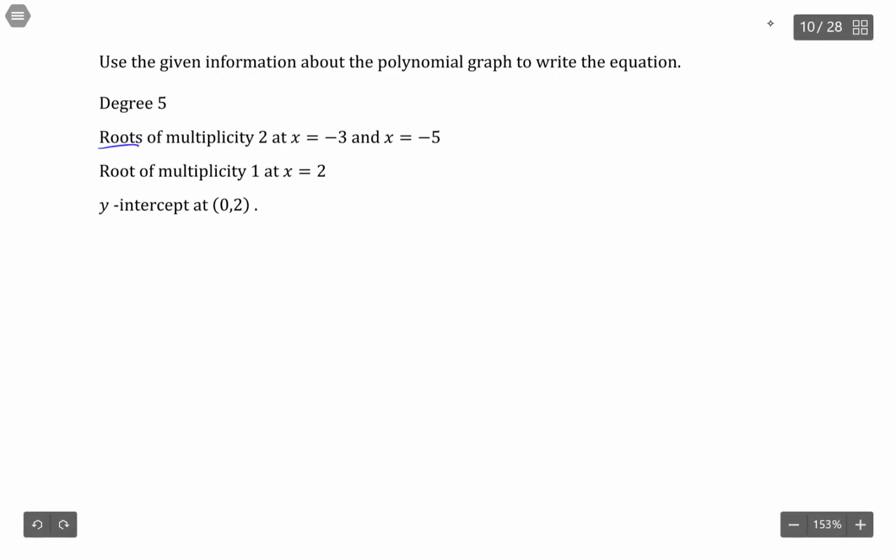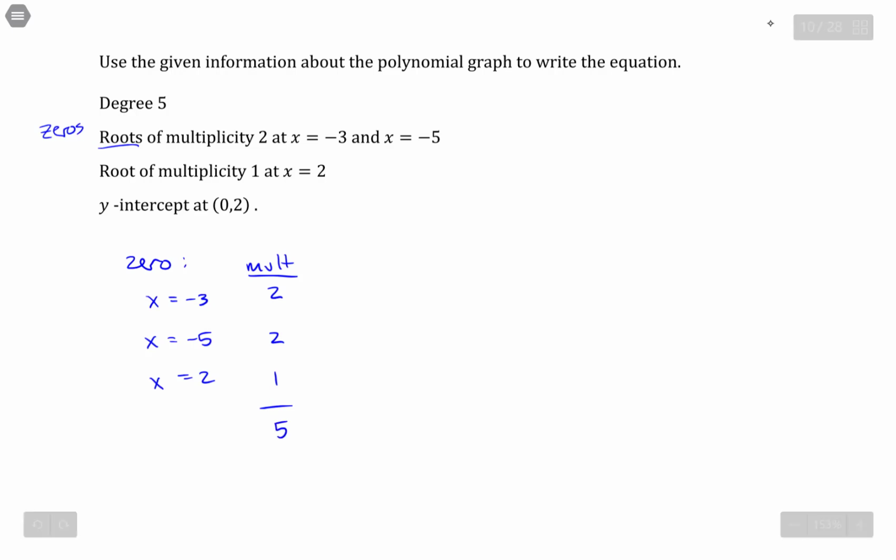Zeros and roots are sort of the same concept. So by saying roots, it's the same thing as saying zeros. So we have a 0, x equals -3, which has multiplicity 2. Then we have a 0 at -5 with multiplicity 2. And then we have a 0 at 2 with multiplicity 1. Now, if you'll notice, that adds up to 5. So 5 zeros is degree 5.